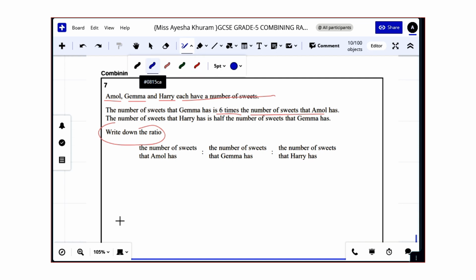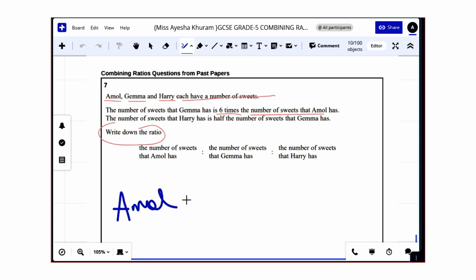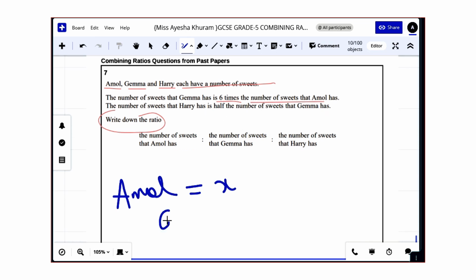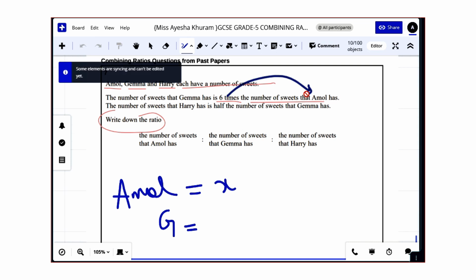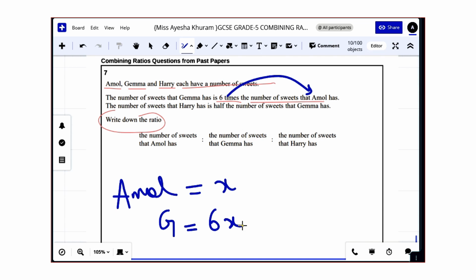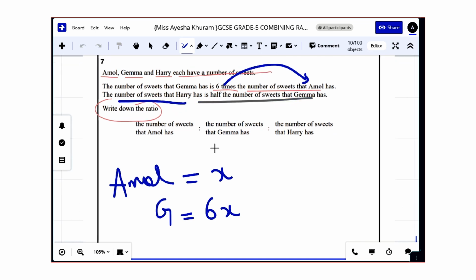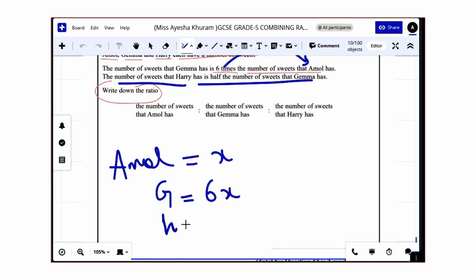I'm going to use blue. I'm just writing Amol is X, because we don't know how much Amol actually has. He said the number of sweets Gamma has is 6 times Amol's, so G is 6 times Amol. I don't know Amol's number, that's why I write X. So Gamma is going to be 6X. The number of sweets Harry has is half of the number of sweets that Gamma has. So H is half, and half of 6X is 3X.